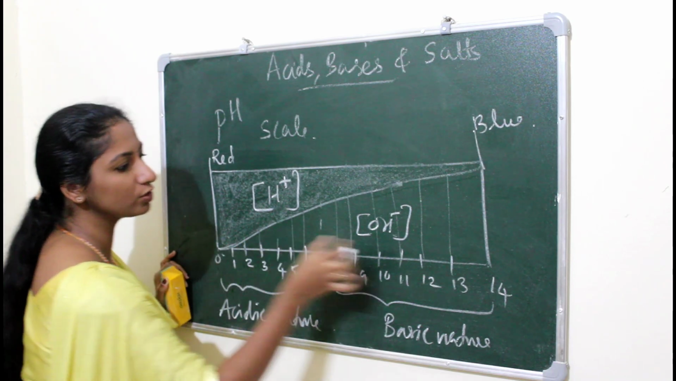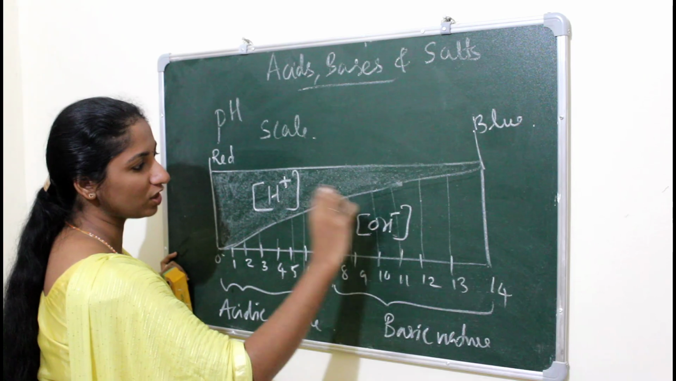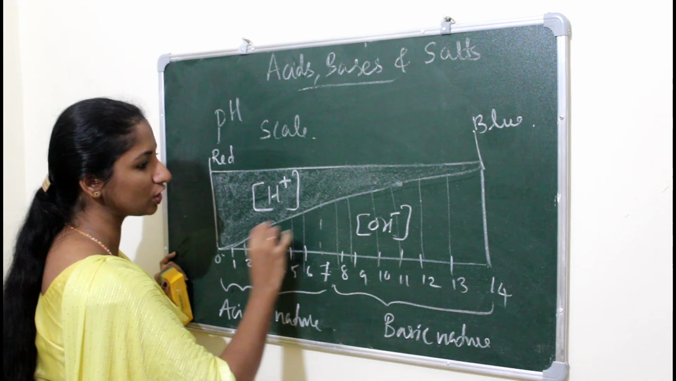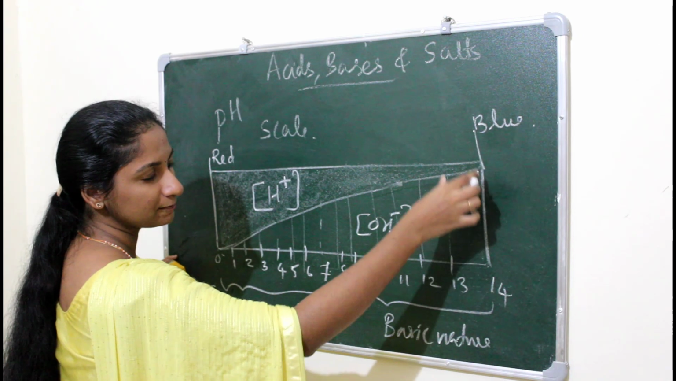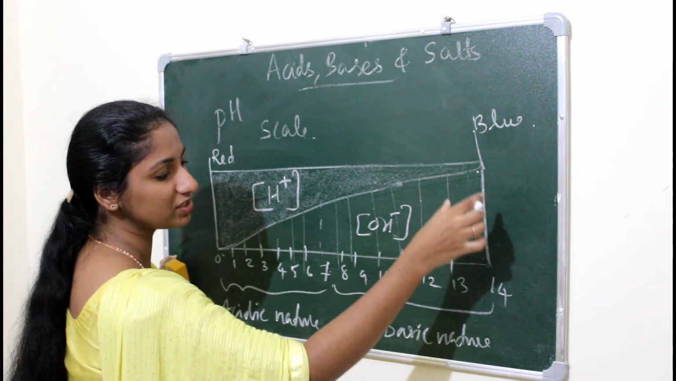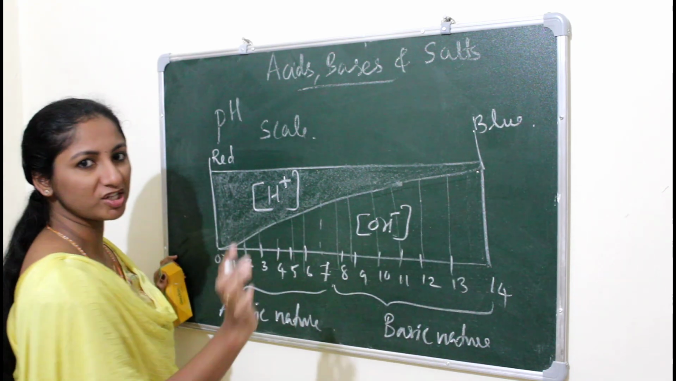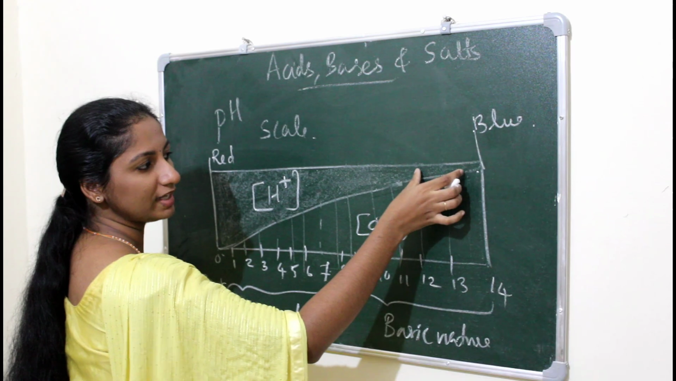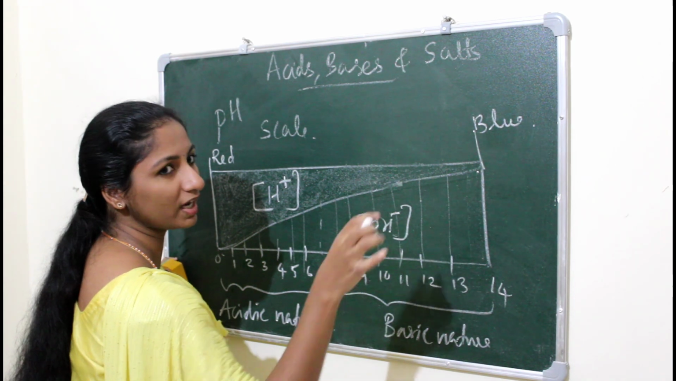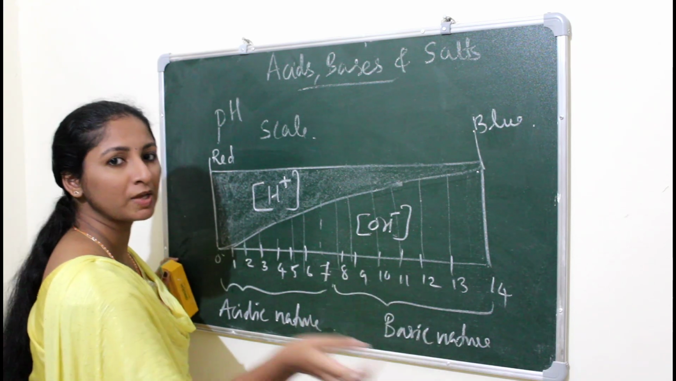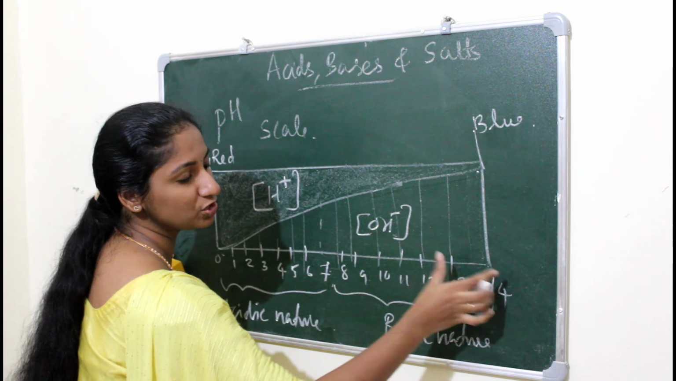When we are moving from 0 to 14, we can see that the OH minus ion concentration is increasing. Here we have this much amount of OH minus ion. That means the OH minus ion concentration is more in this region, with more OH minus ions but fewer H plus ions. So if in a solution more OH minus ion is produced, that solution is basic in nature, and its pH value will range from 11 to 14.